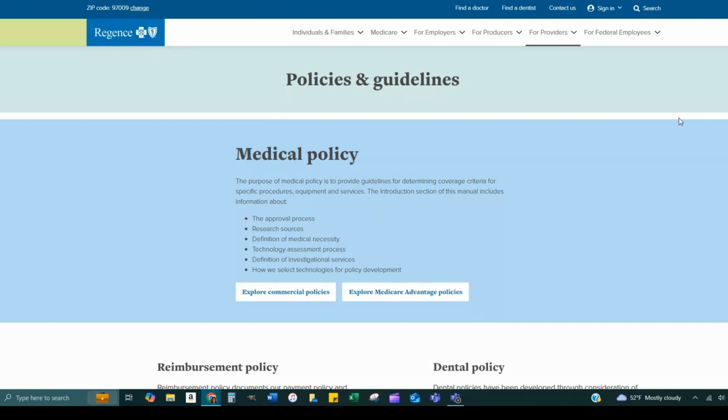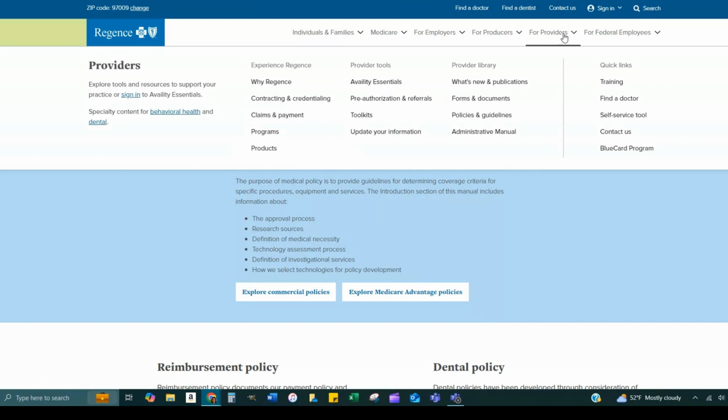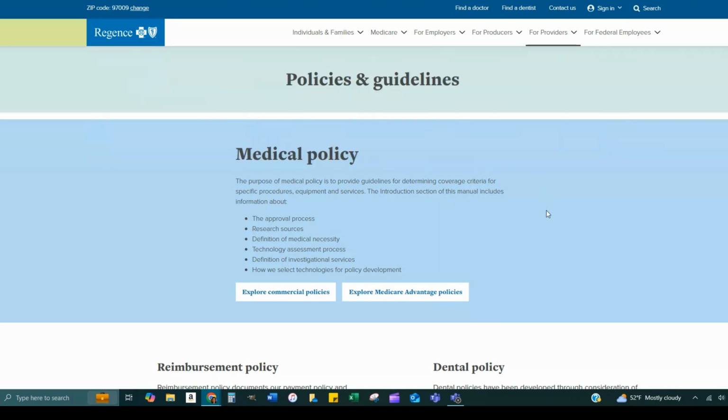However, there are some payer policies and guidelines that you do have to log into a portal for, but this one you don't. And you can see we're under For Providers. So that's another place that you would be able to look if you know the website already and you don't need to Google. You can go to the payer's website, go to For Providers, and you can see there's a lot of different options here: contracting and credentialing, claims and payment, pre-authorizations and referrals, policies and guidelines. And that's the page we're on right now.